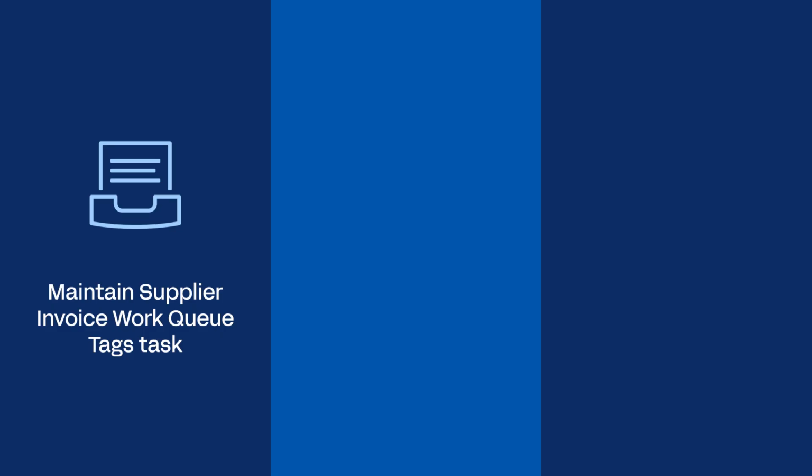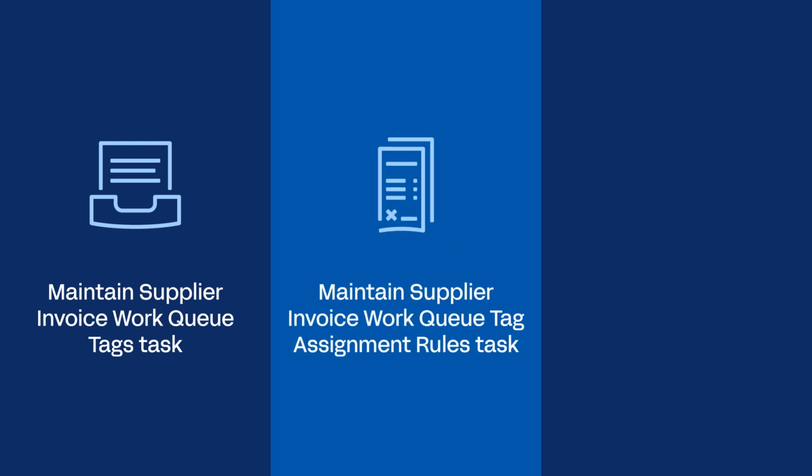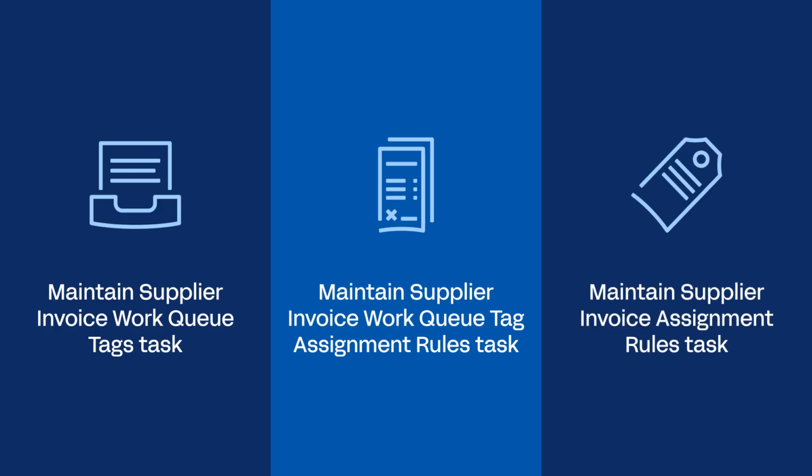Create work queue tag assignment rules on the Maintain Supplier Invoice Work Queue Tag Assignment Rules task by selecting and classifying the work queue tags based on payment terms, supplier category, supplier group, and more. Set up supplier invoice routing to send invoices to a specific assignee by creating and prioritizing invoice assignment rules on the Maintain Supplier Invoice Assignment Rules task.